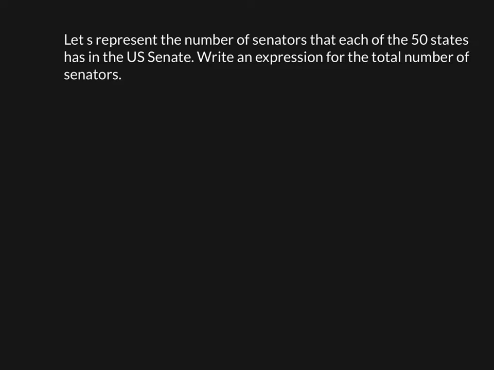But we need to put together 50 equal groups of S. So really, we're looking at multiplying 50 times S. Now, we talked about yesterday that would look like 50S. Okay, and I know that that's multiplying because I have a number next to a variable. So I know that that is going to be my expression.